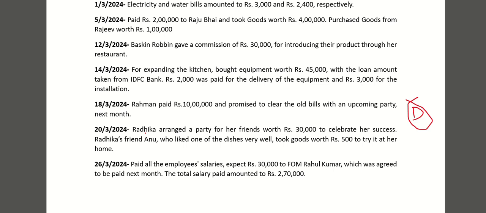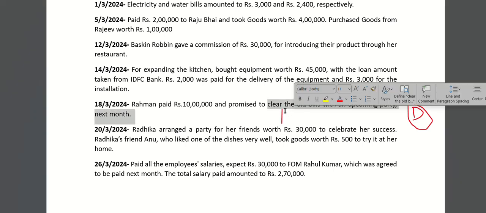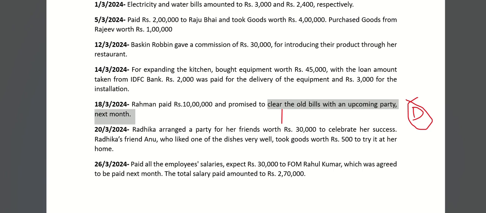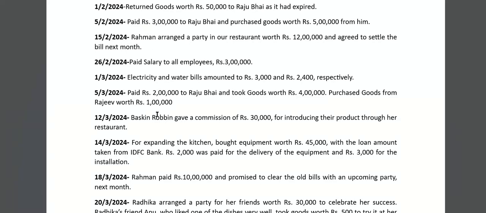Now let's see how we will write. We have said that this is an expense, isn't it? Drawings is an expense. Okay, when the expense increases, what will we give? We will give debit, yes. We will give debit to the expenses. Okay, we should give debit to the expenses and deposit.